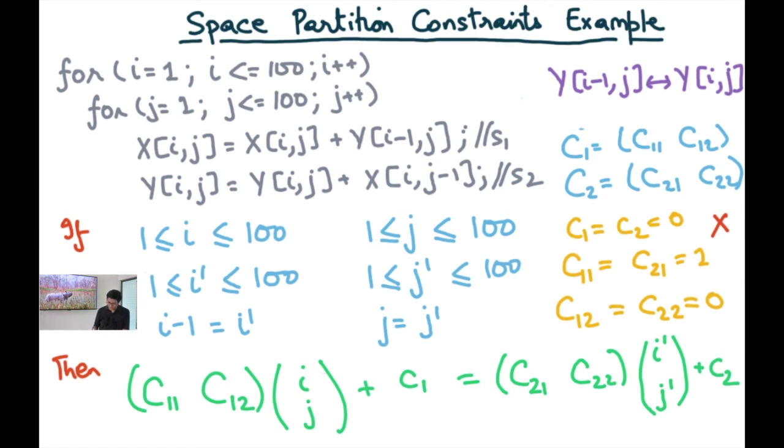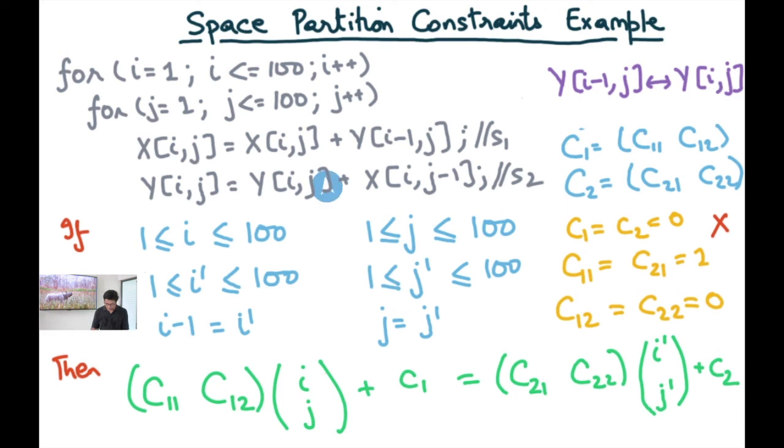So the first thing I want to point out is that the solution that I had in the previous slide is not going to satisfy the constraints on this slide. So recall that on the previous slide, the solution was coefficients of I, which are C11 and C21, are 1, and coefficients of J, which are C12 and C22, are 0. And the additive constants are 0. Then if I do that, I get I plus 0, which is I, and here I get I prime. But I is not equal to I prime. I prime equals I minus 1 in the preconditions. So this is not going to work, right?